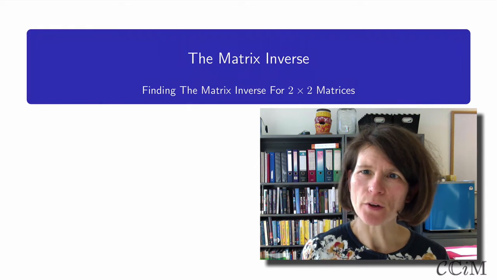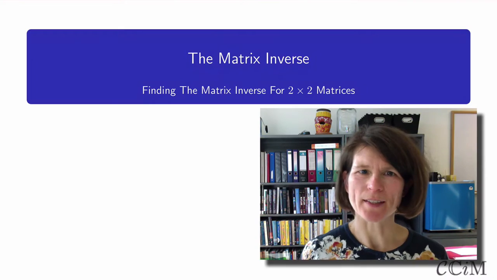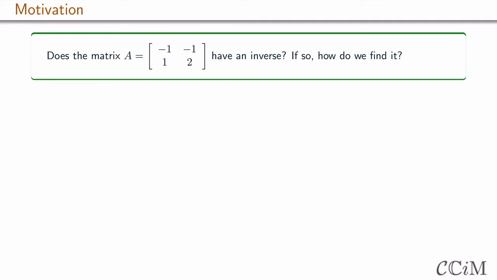How do you find the inverse of a matrix? In this video, I'll show you how to do so for 2x2 matrices. Let's start with an example. Does the matrix A equals -1, -1, 1, 2 have an inverse? And if so, how can we find it?